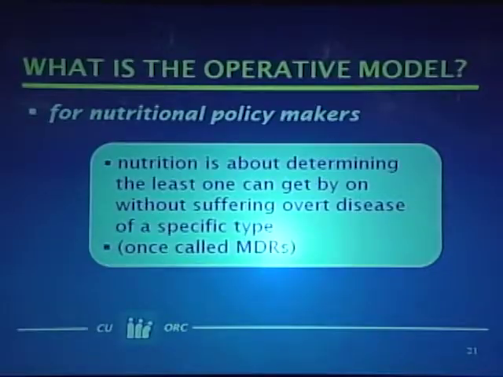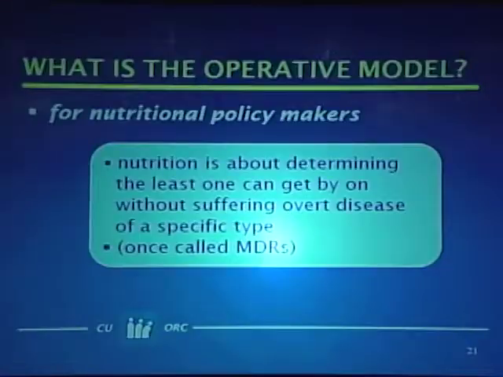For policymakers, nutrition is about determining the least you can get by on without suffering overt disease of a specified type. These were once called, more honestly, minimum daily requirements. I say more honestly because we put spin on that now. We call them adequate intakes or recommended dietary allowances or something other, with the implication that we moved away from this minimum concept, but we haven't. For those of us who've served on these panels, you know very well that the number that's picked is the lowest one you can reliably count on not to cause a specific disease, whatever it may be. In this case, it was rickets for vitamin D. I don't think the general public knows that those recommendations are minimum requirements. That's the least you can get by on.